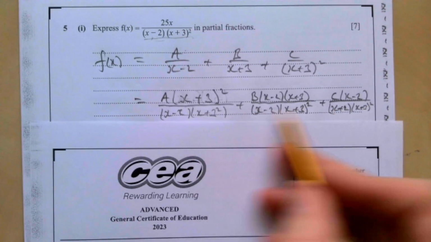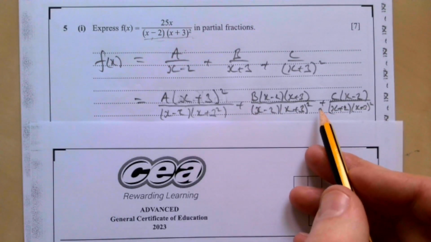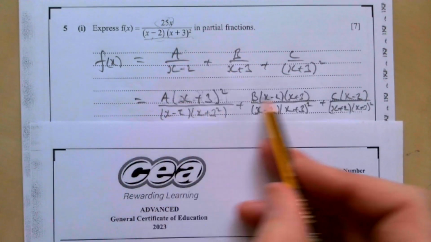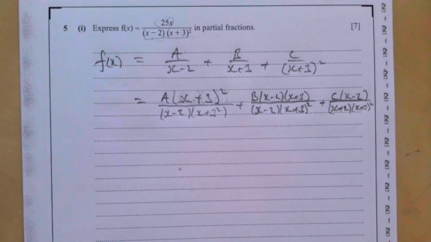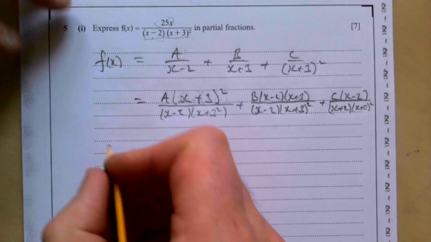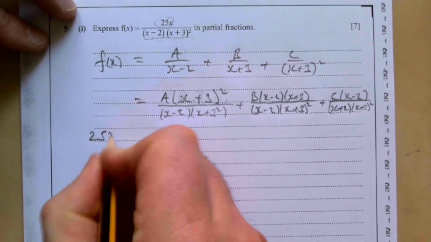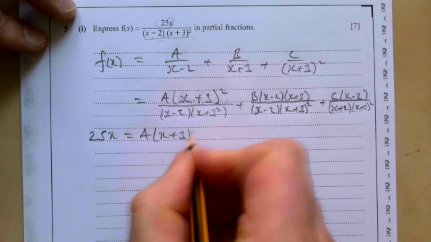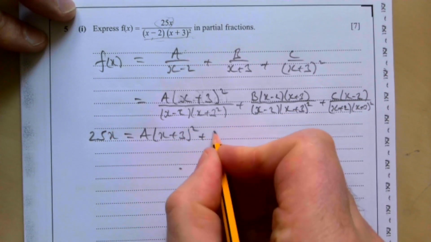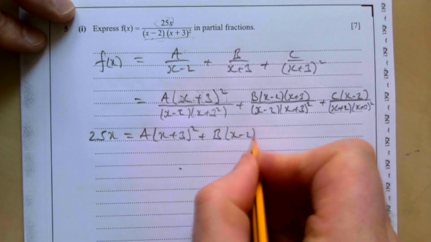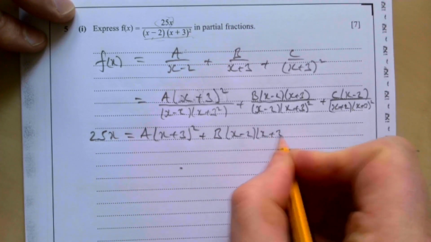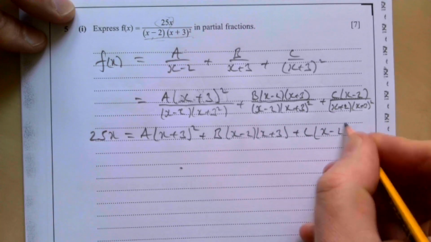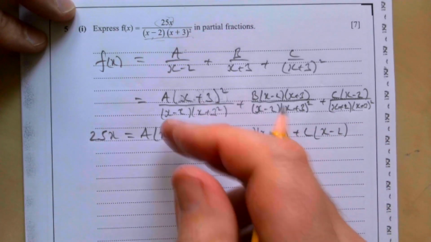We're going to join that together then and equate it to the top line. So my 25x then is going to equal the numerator along here. So let's set that up. So we're going to have 25x equals a upon x plus 3 squared plus b upon x minus 2 x plus 3 plus c upon x minus 2.